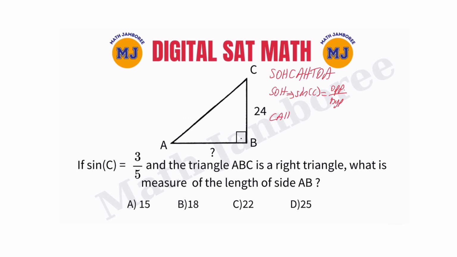And if you will talk about cosine C, C comes from the cosine, A is the adjacent, over hypotenuse. For the TOA, this is tangent C. The letter T comes from the first letter of the tangent, and O is the opposite, and A is the adjacent.